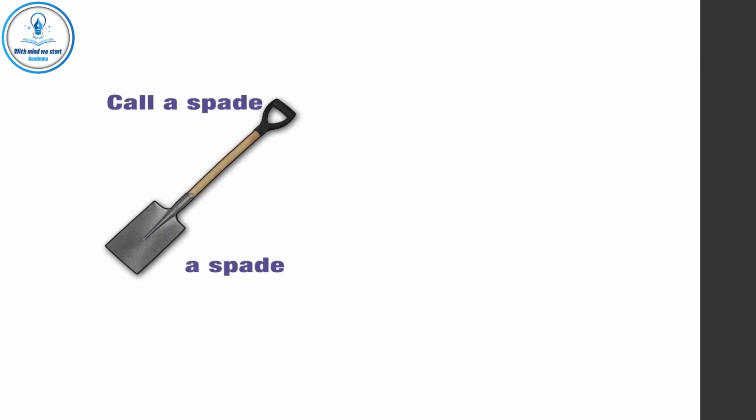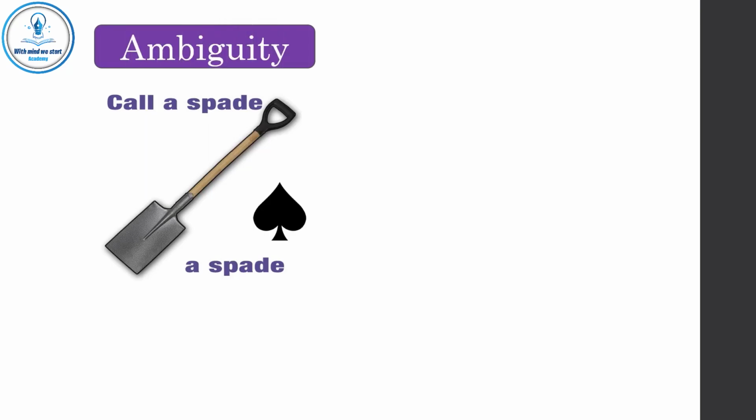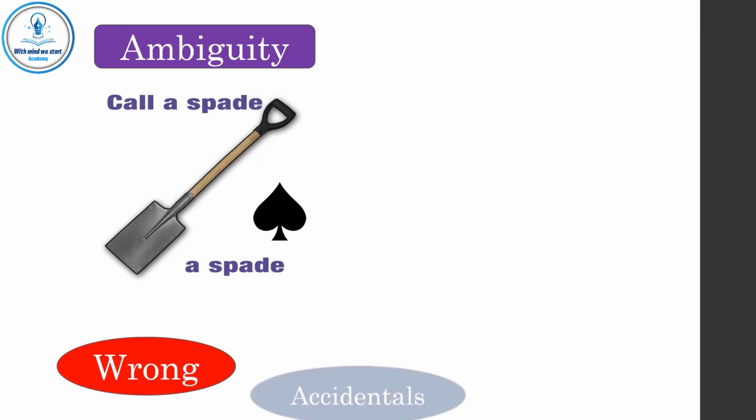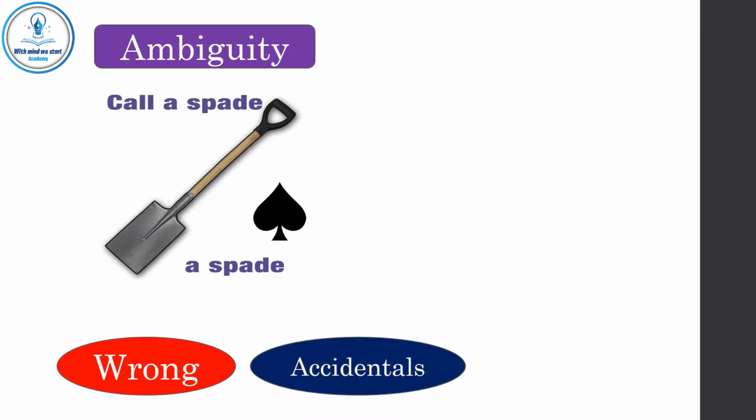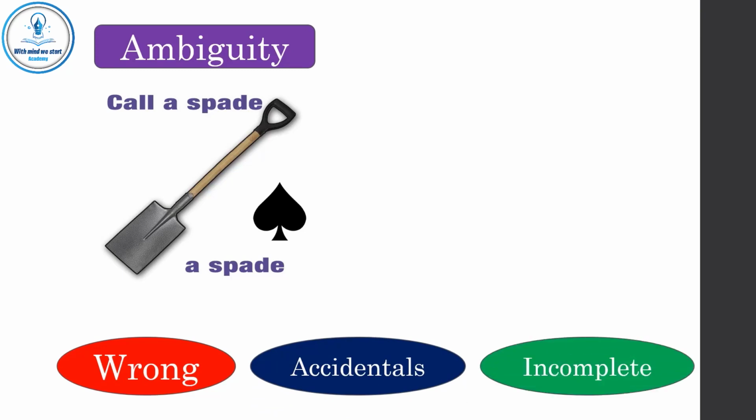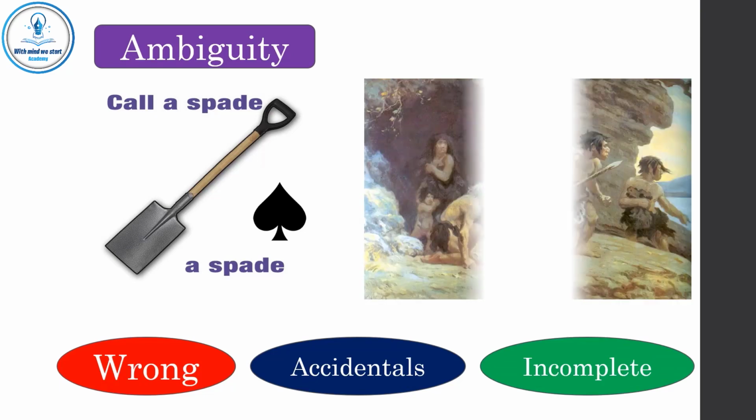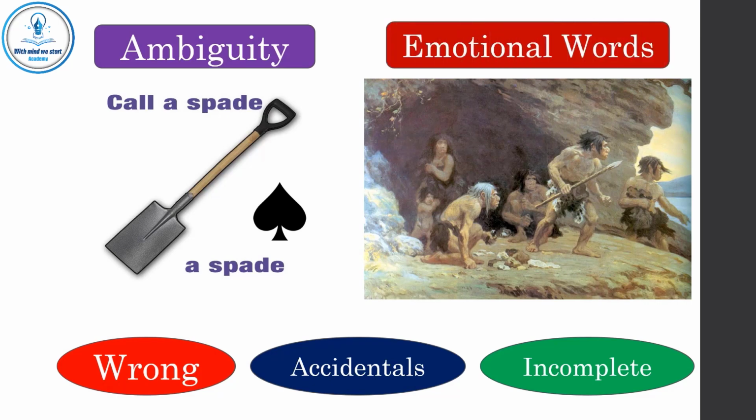The first one is the fallacy of ambiguity, like calling a spade a spade. The second one is using wrong definition. The third one is using accidentals as if they are essentials. The fourth one is using incomplete definitions as if they are complete. The last one is using emotional words.